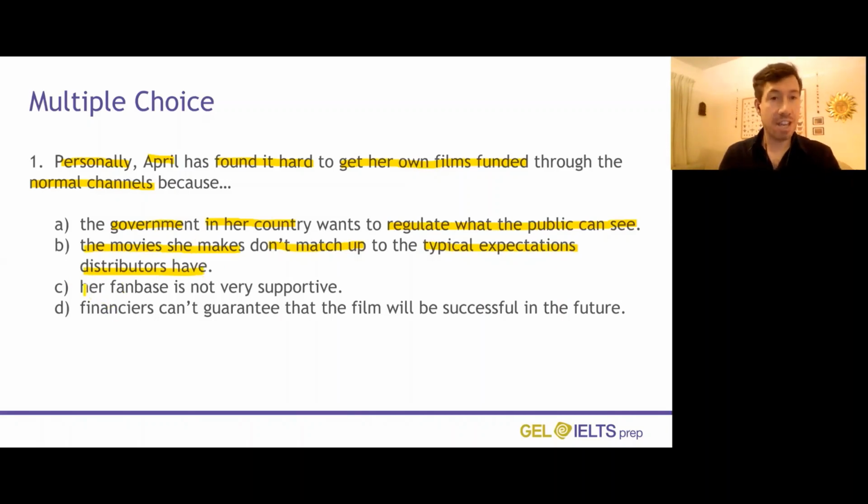Then in C, we could say her fan base, not very supportive, be the key words there. And then in the final one, we could say financiers can't guarantee that the film will be successful in the future. So that's how we want to start all of our IELTS reading questions, particularly multiple choice ones. We have to get very quick at doing it. So it's really important to practice this highlighting key words.